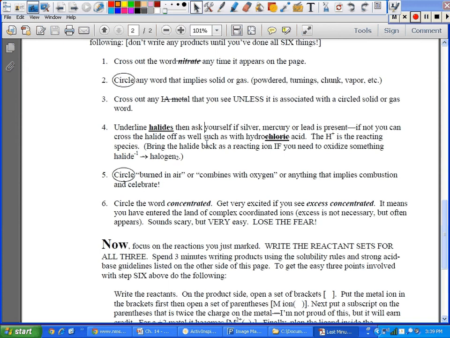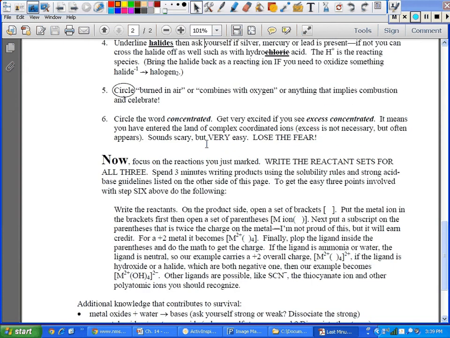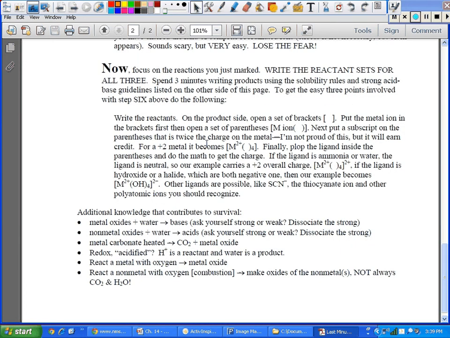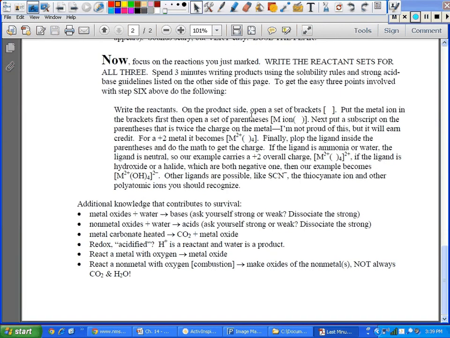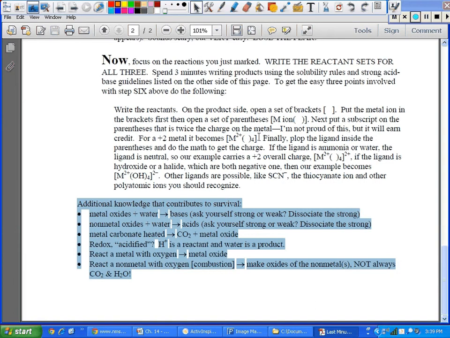All right. So focus on the reactions you marked. Write the reactant sets for all three. Spend 3 minutes writing the products using solubility rules, strong acid-base guidelines, and all that stuff. So I'm just going to let you look through these. Just make sure you do look through these things at the bottom. They are very important. Metal oxides plus water gives you a base. Non-metal oxide plus water gives you an acid. Metal carbonate goes to CO2 and the metal oxide. So these things are really important.